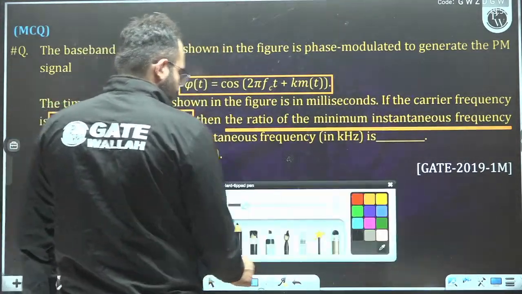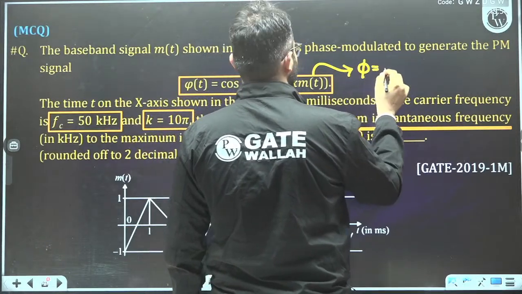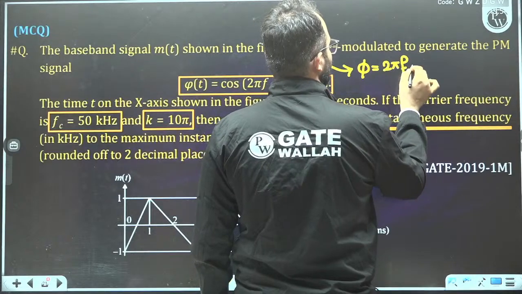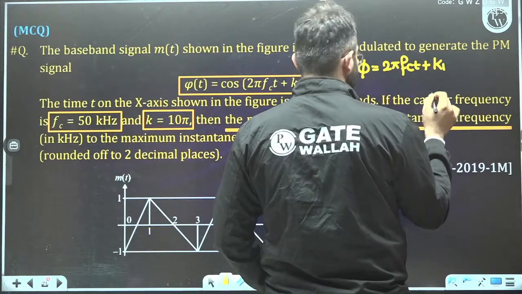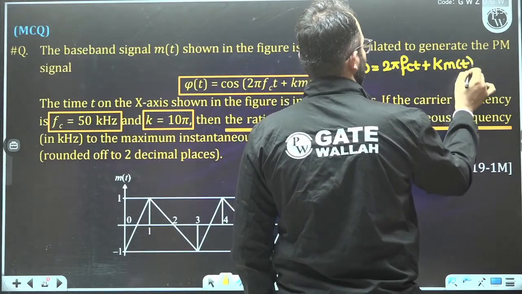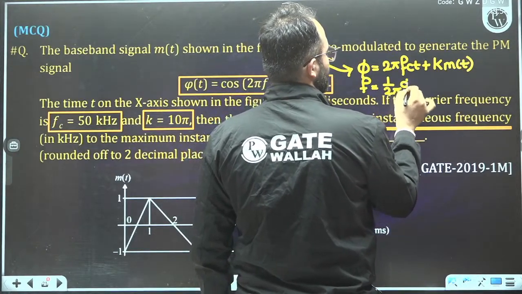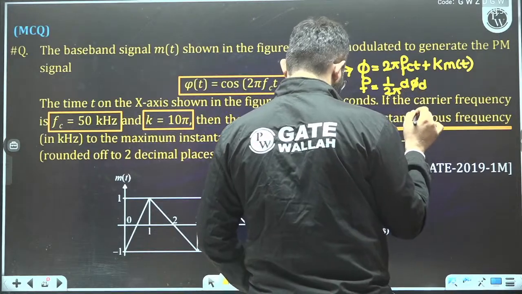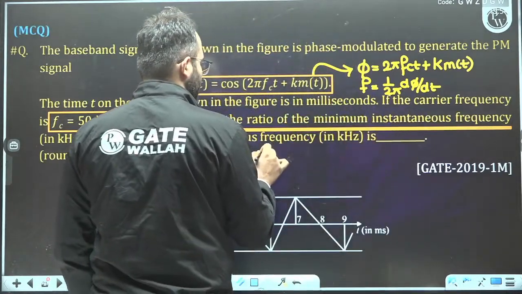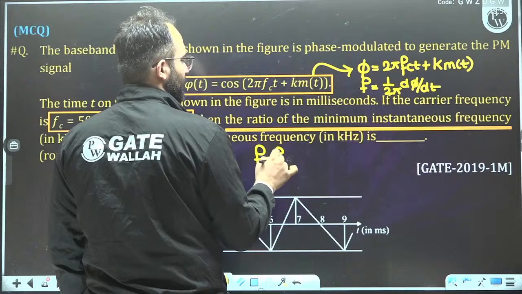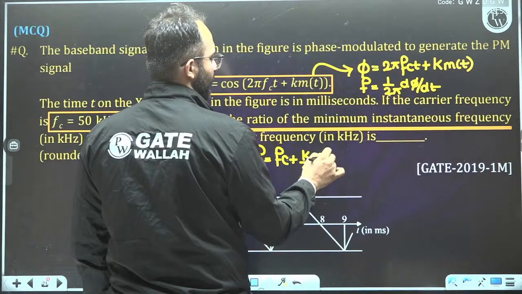We can see that the phase term phi is equal to 2 pi fc t plus k m(t). Now we can find the frequency, that is 1 upon 2 pi d phi by dt. So we can easily find the frequency, that is fc plus k upon 2 pi times m dash t.